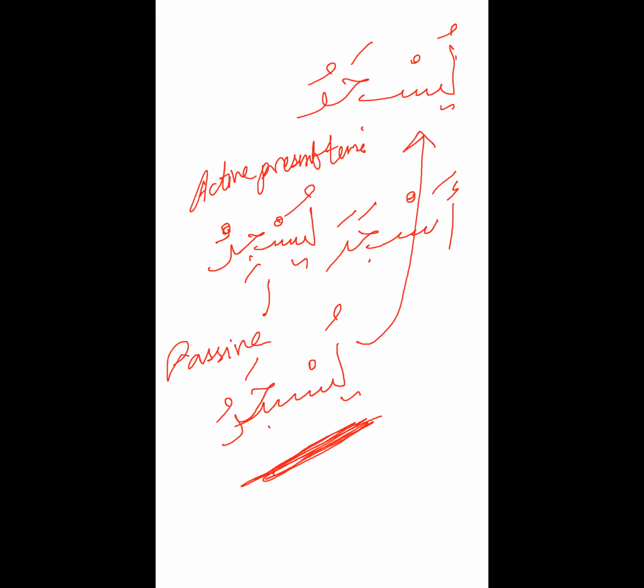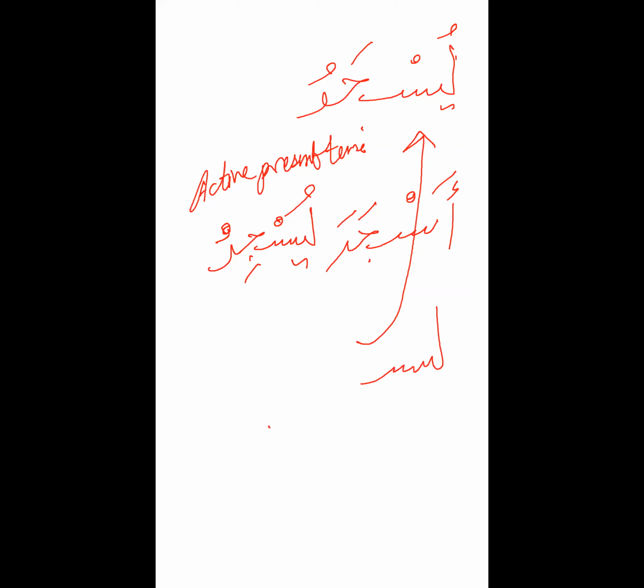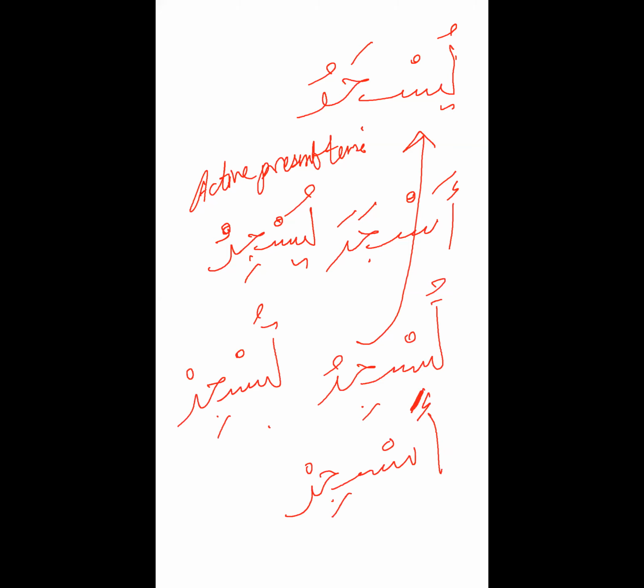Commanding verbs are always made from the active present tense. Like from Asjada, Yusjidu. Then we'll have tusjidu. Then we'll have tusjid. Then we'll drop the ta. But as this is the Aslama family, we won't have the helper alif. We'll have the hamza of the Aslama family come in. So it will be asjid.